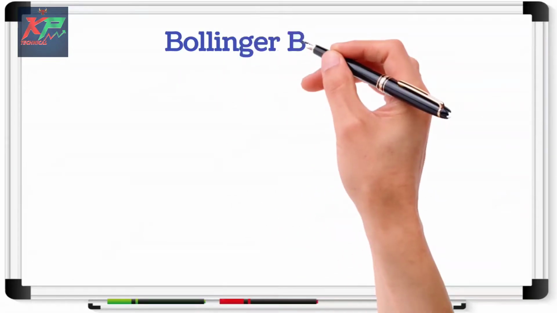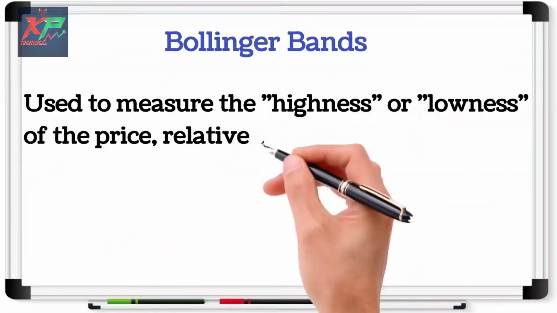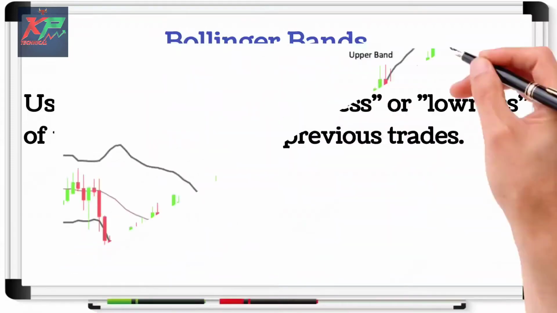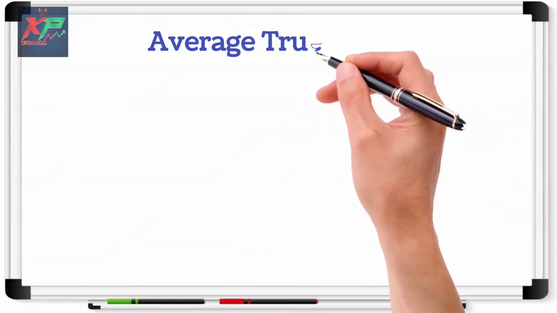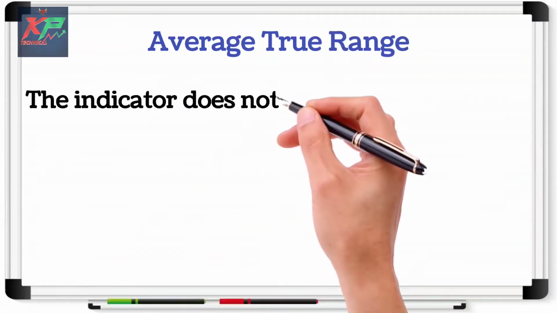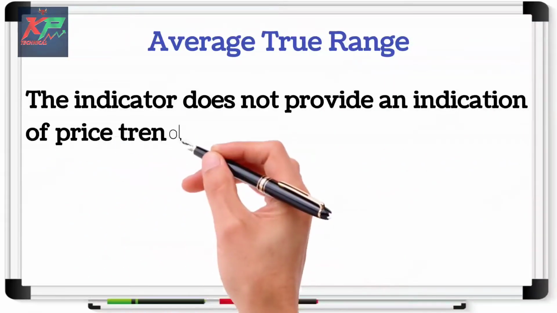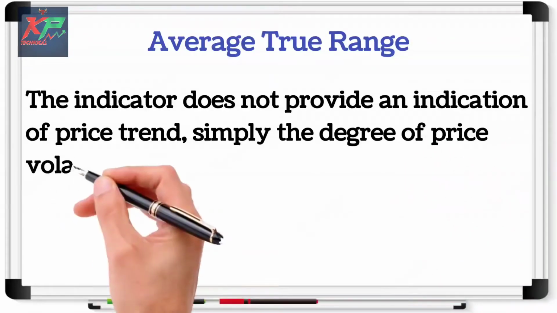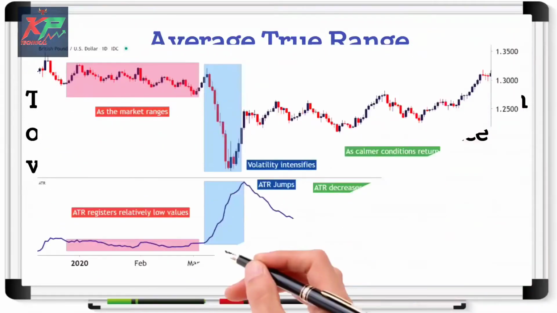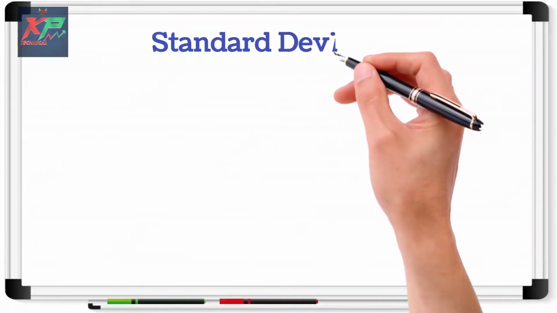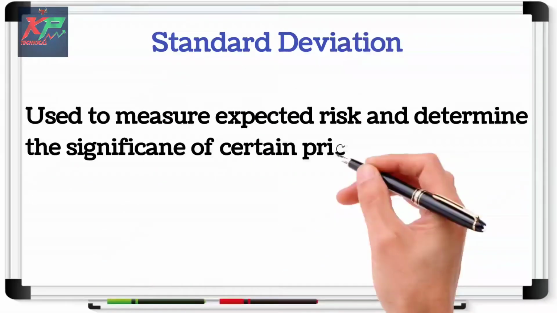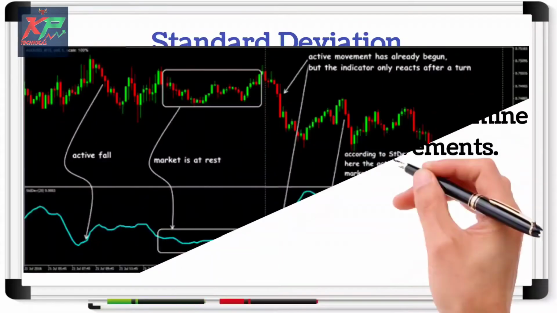Bollinger Bands are used to measure the highness or lowness of the price relative to previous trades. Average true range: the indicator does not provide an indication of price trend, simply the degree of price volatility. Standard deviation is used to measure expected risk and determine the significance of certain price movements.